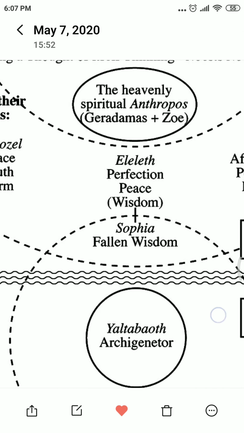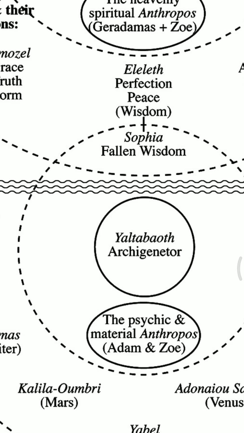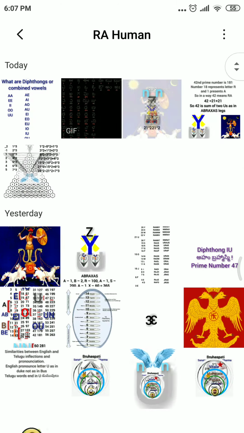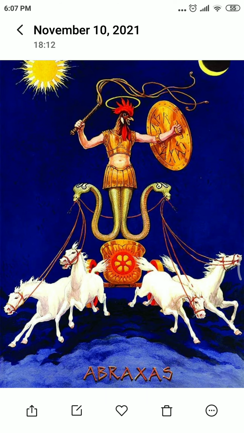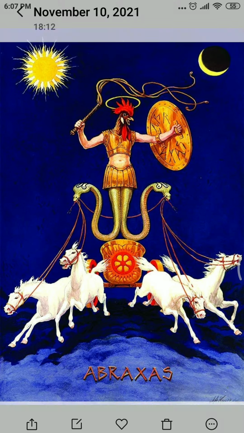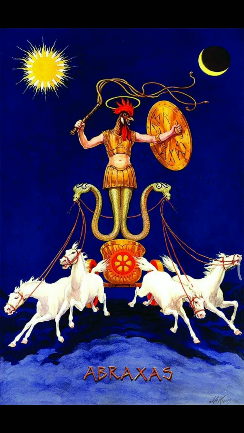So in the Gnostic cosmos, this guy Yaldabaoth is the archigenitor. In some other schools of Gnostic philosophy, they believe that this is a guy called ABRAXAS. So this guy ABRAXAS has the head of a rooster.